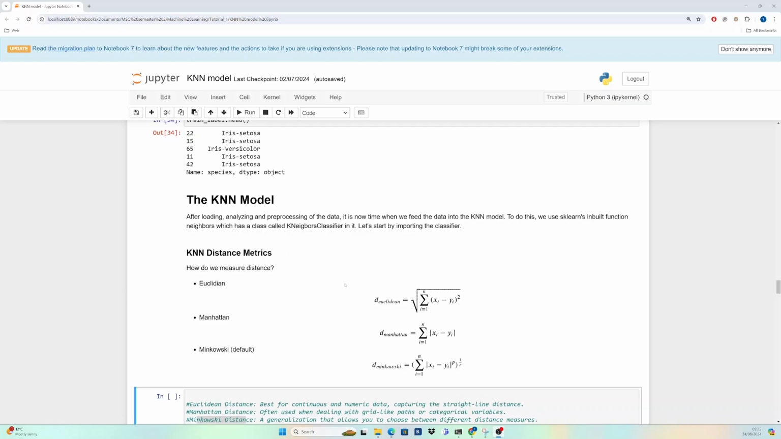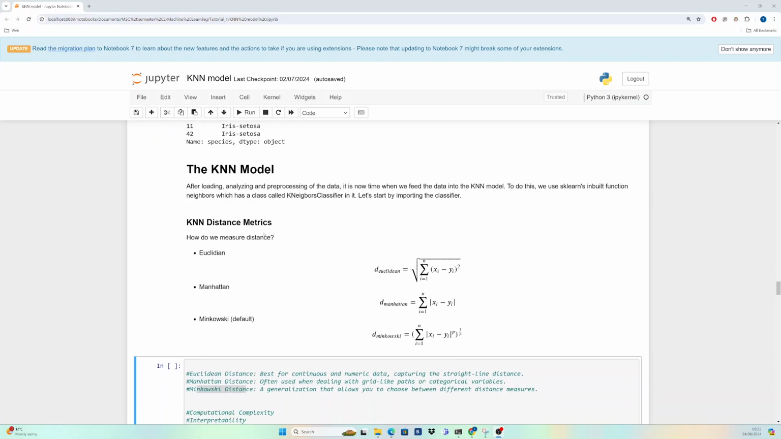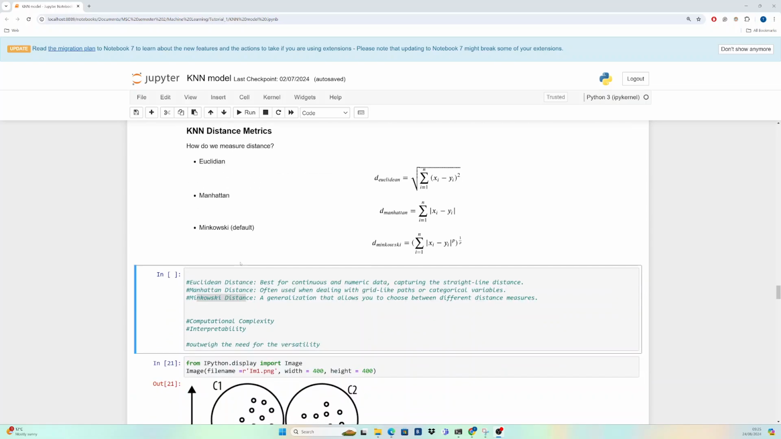Okay, this is the part we've been waiting for. The KNN model itself. How does it work? How does it classify? How will we use this to classify the flowers? So basically, the KNN model, in its simplest form, is just measuring the distance between data points.